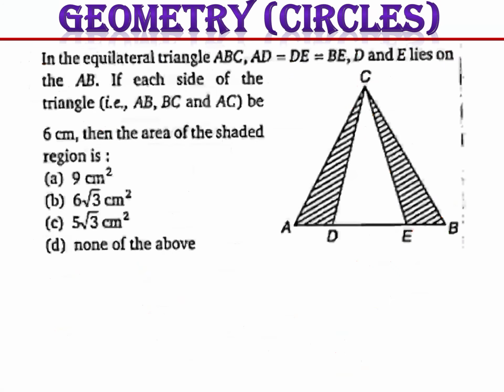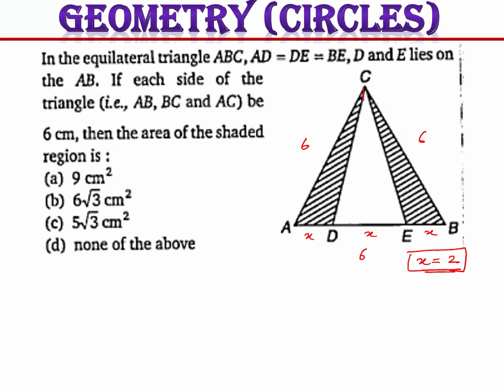In the next question, we are given that ABC is an equilateral triangle and AD is equal to DE is equal to BE. E lies on the side AB. Each of the side of the triangle is 6, and we are already given that each of them is equal. So the value of x will be equal to 2. Now we have to find the area of the shaded region. From the whole triangle ABC, if I subtract the area of the triangle CDE, then we will get the area of the shaded region.